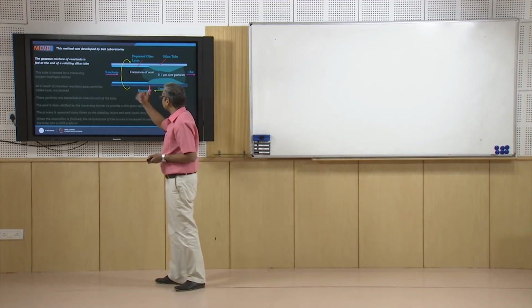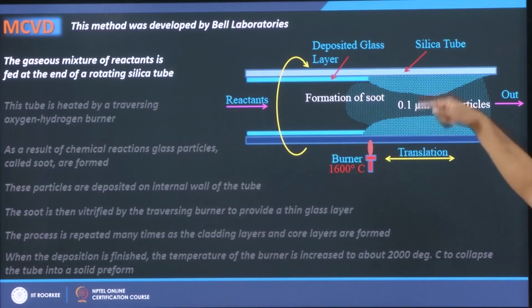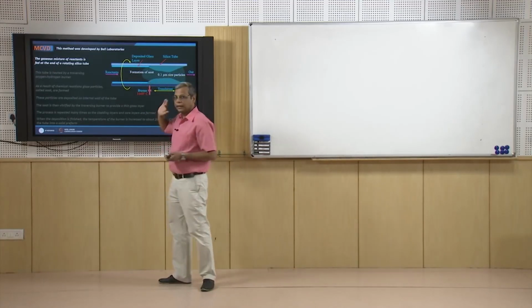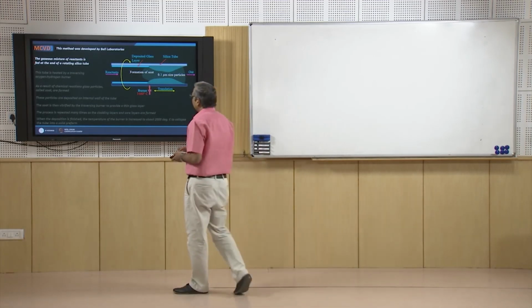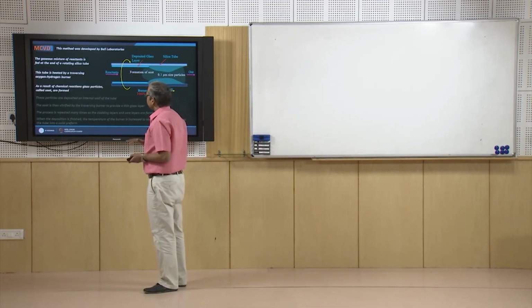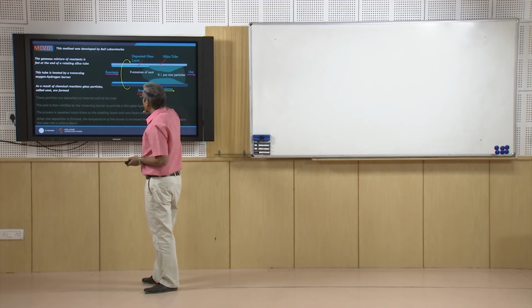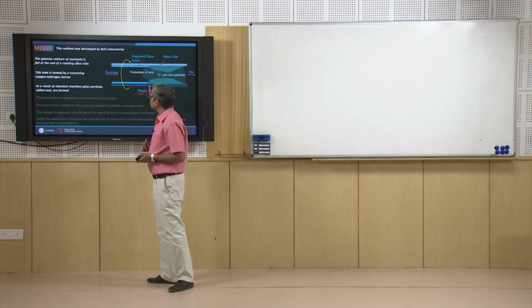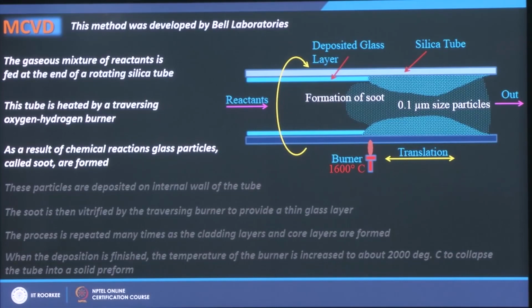So, in every pass you deposit a layer of glass inside the tube, and the burner is on only in one direction. When it translates from this direction to this direction, then only the burner is on. It does not do like this. Okay, it goes in this direction, then you switch off the burner, translate it to this end, and then again switch it on. Okay. So, this is how it works.